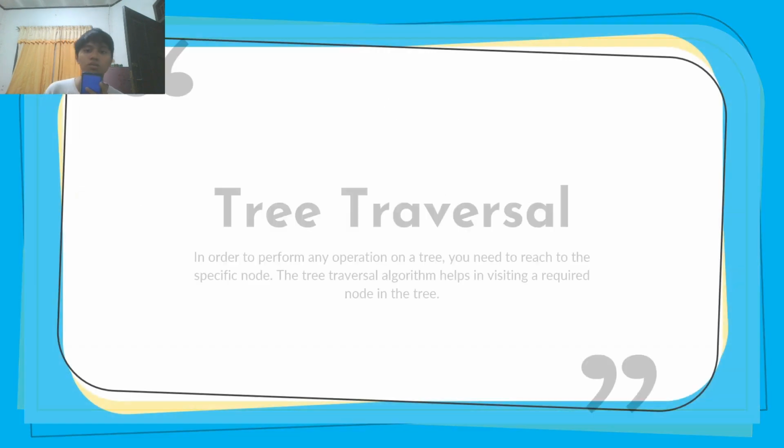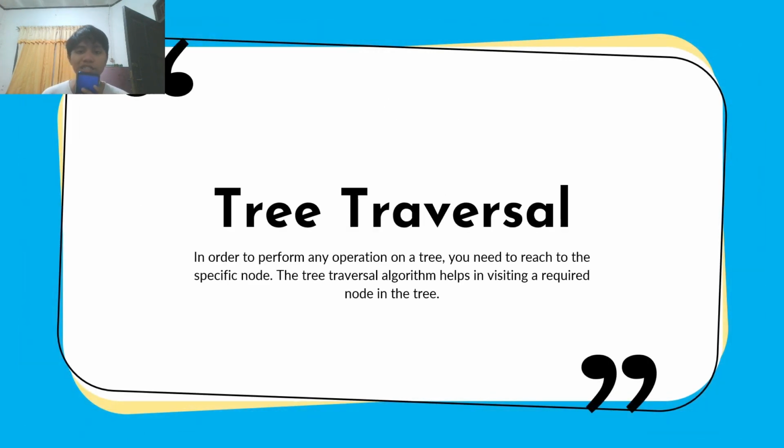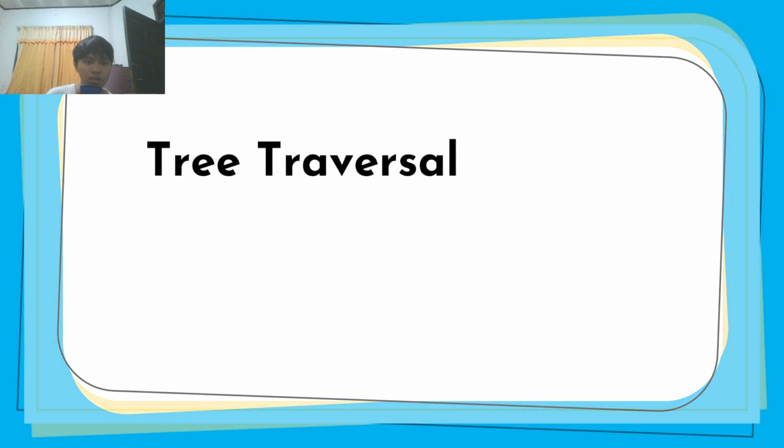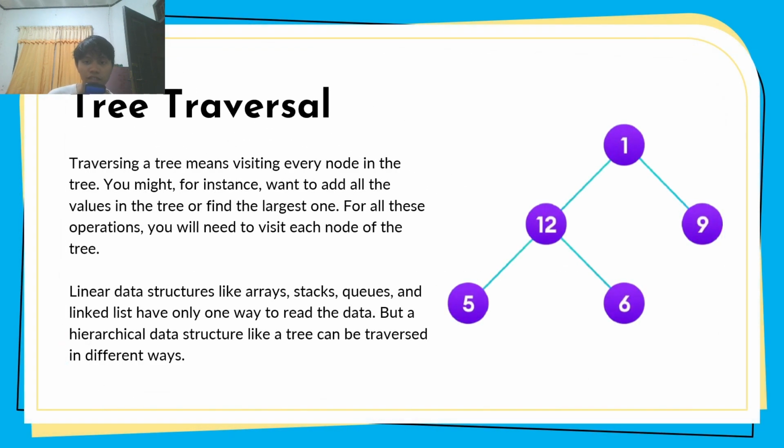Okay, we go to tree traversal. What is tree traversal? In order to perform any operation on a tree, we need to reach a specific node. The tree traversal algorithm helps in visiting a required node in the tree. Traversing a tree means visiting every node in the tree. You might, for instance, want to add all of the values in the tree or find the largest one. For all these operations, we will need to visit each node of the tree.